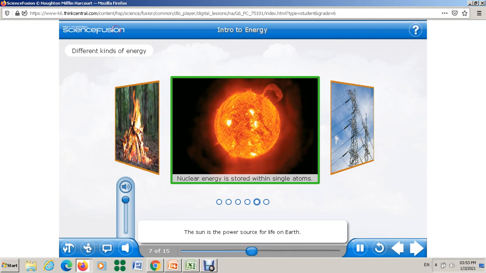The sun is the power source for life on Earth. The sun's energy comes from nuclear energy. Nuclear energy is released when an atom's nucleus is split or when nuclei are combined together.